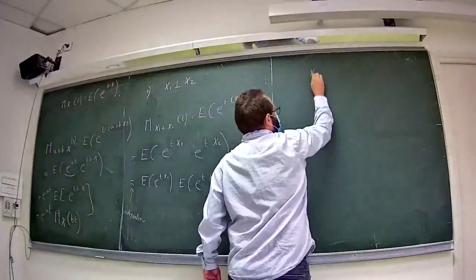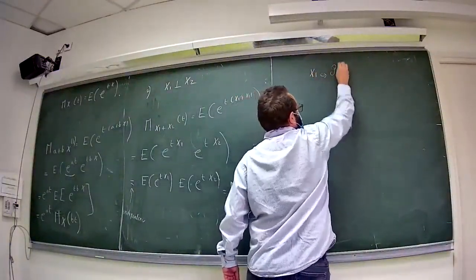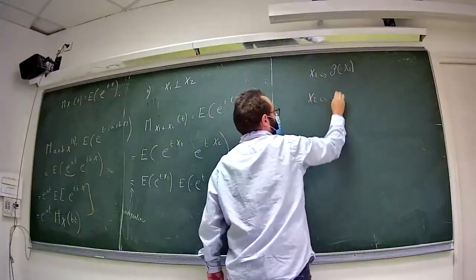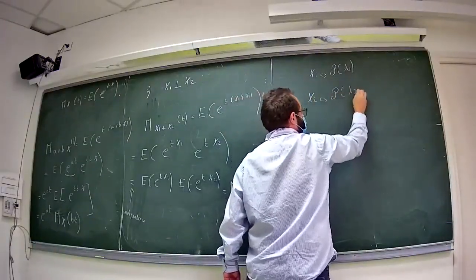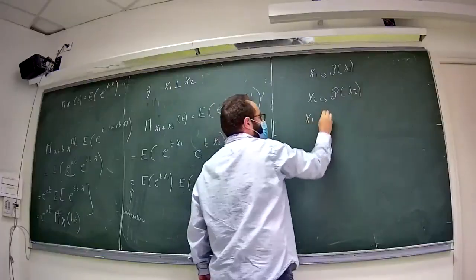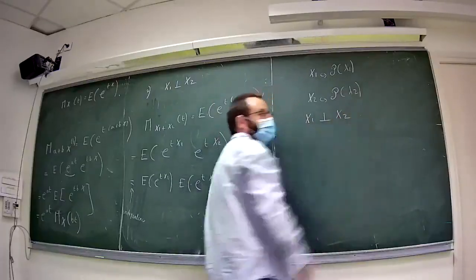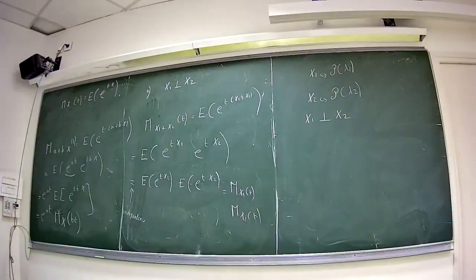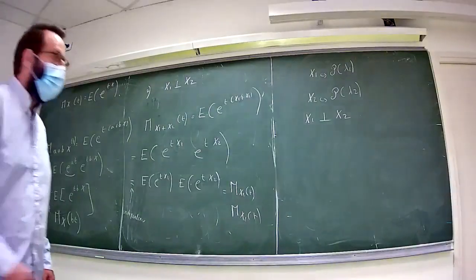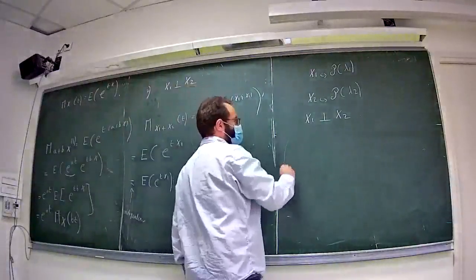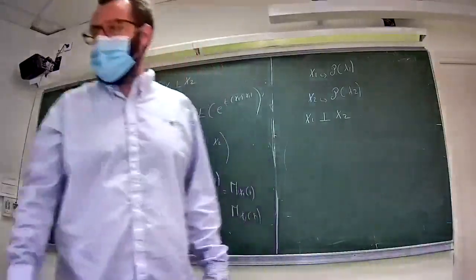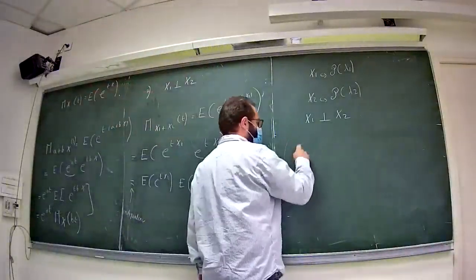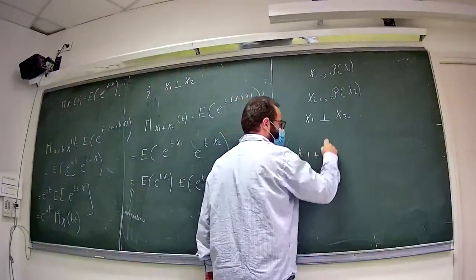Suppose that X1 follows the Poisson of parameter lambda 1. Suppose that X2 follows the Poisson of parameter lambda 2. And suppose that X1 and X2 are independent. What we have already proved together, in list 3 or 4, I don't remember: what is the distribution of X1 plus X2?